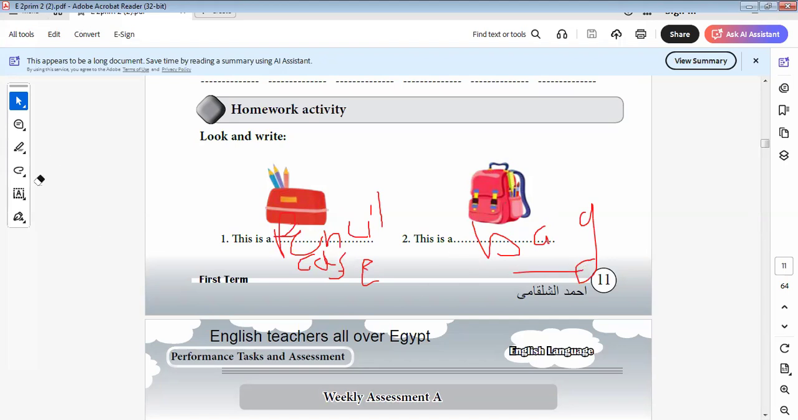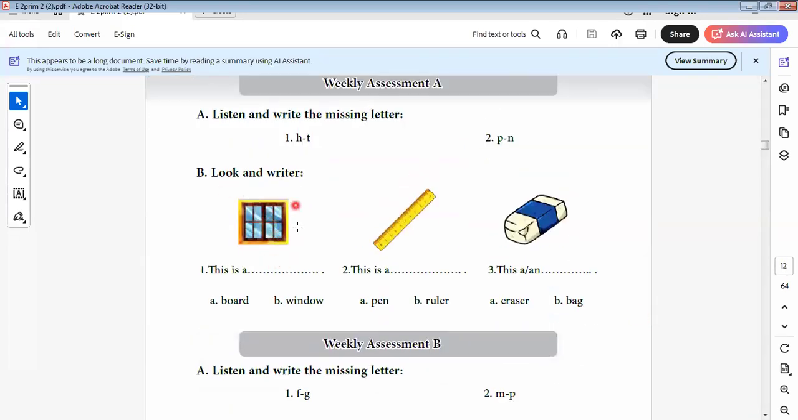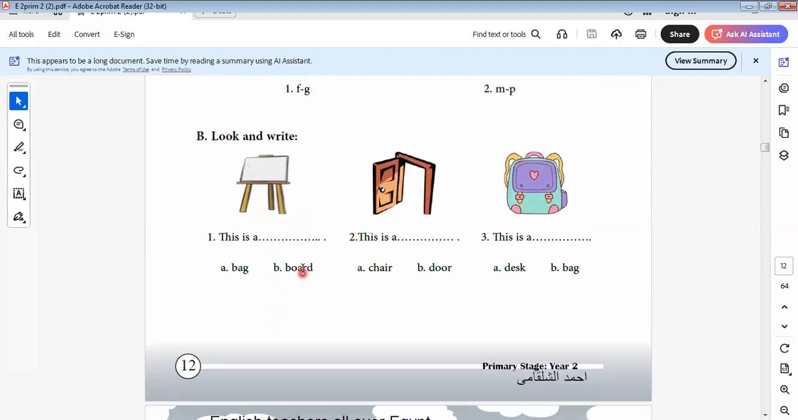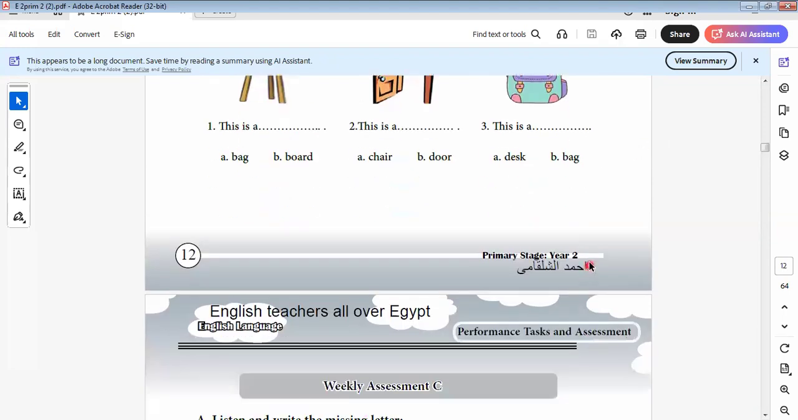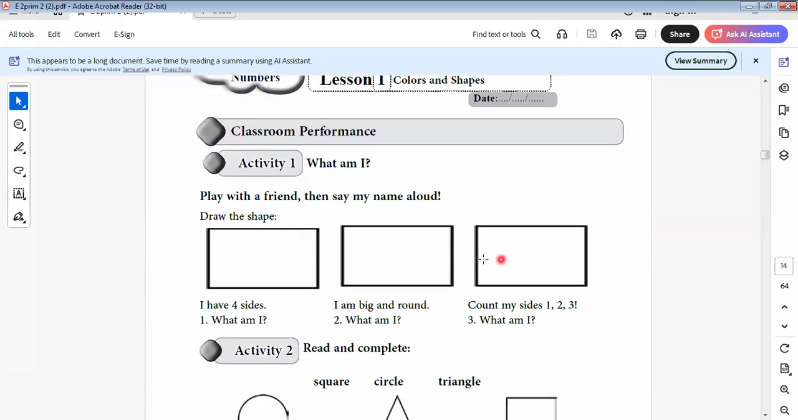Let's go to another one here. Here we say, look and write. This is a window. This is a ruler. This is an eraser. Let's go to another one. This is a board. This is a door. This is a bag. All of us know this, so I will leave it for you to do by yourself and answer most of them.